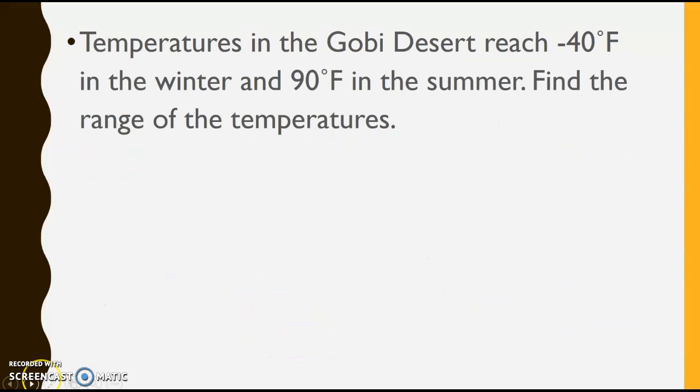And then lastly, it says temperatures at the Gobi Desert reach negative 40 degrees Fahrenheit in the winter and 90 degrees Fahrenheit in the summer. Find the range of these temperatures. So the range is going to be the distance between these two.